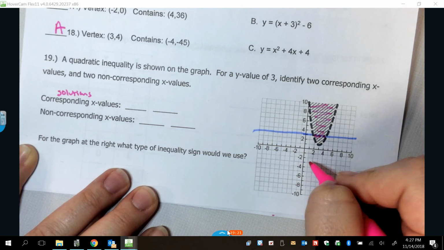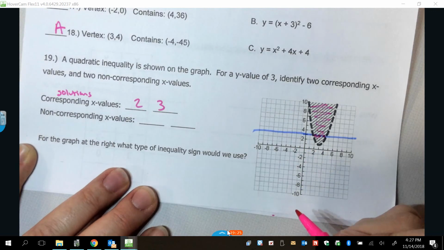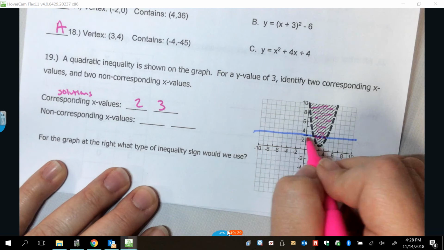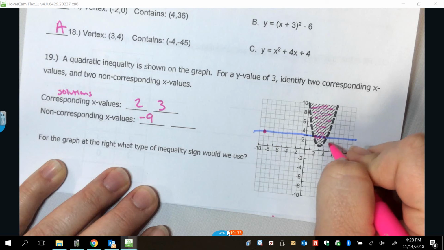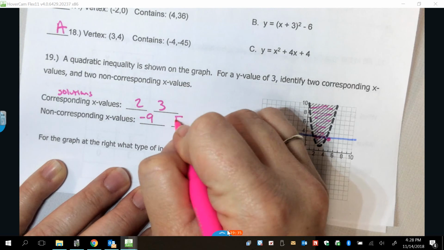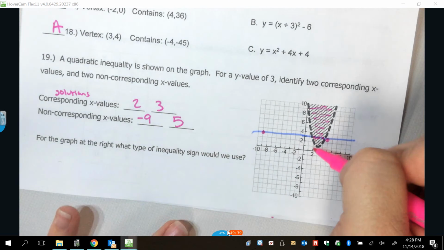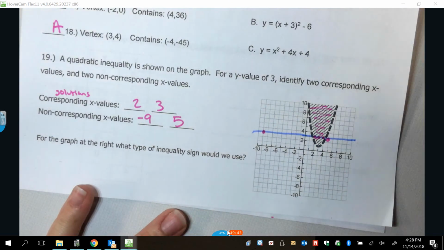It doesn't matter which ones you pick. I'm going to pick 2 and 3, or 2 and 4, or 3 and 4, whichever way you wanted to do it. And non-corresponding would be anything out here. So we'll say like negative 9, and, like, 5. Could I have picked a number on the dotted line? Yes, but they didn't have pretty points, so I didn't do that. Because remember, dashed lines do not hold solutions.